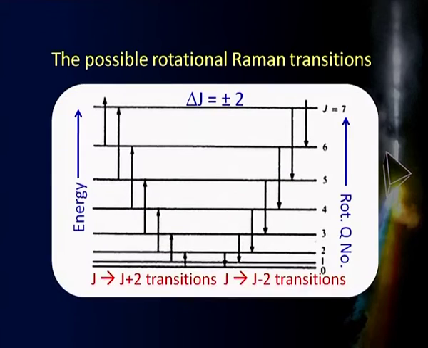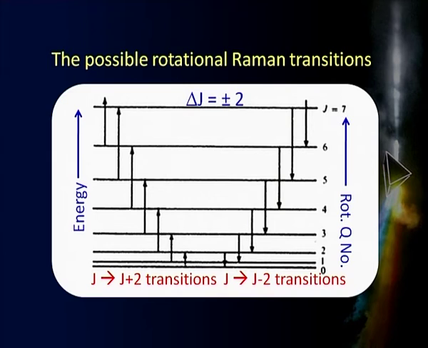Let us see it pictorially. What you see here is the energy level diagram for a rotating molecule. There are different quantum numbers, J is equal to 0, 1, 2 and so on, and the energy increases accordingly. Now, what I am trying to show here is that there are two sets of transitions possible. One corresponds to delta J is equal to plus 2, that means you go from a lower level to a higher level. The molecule is gaining energy.